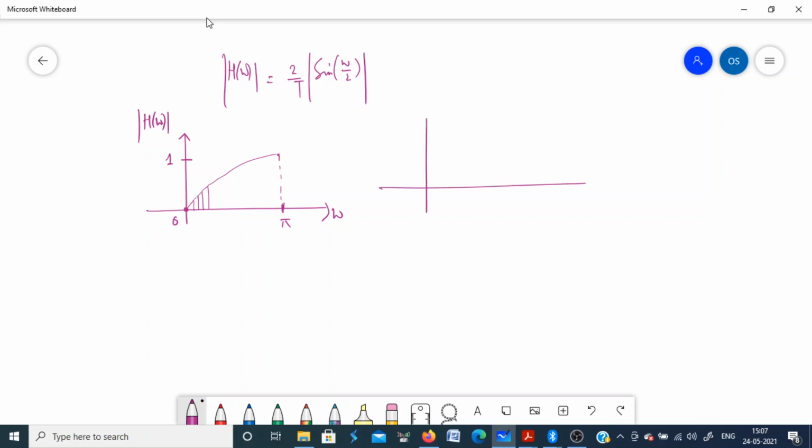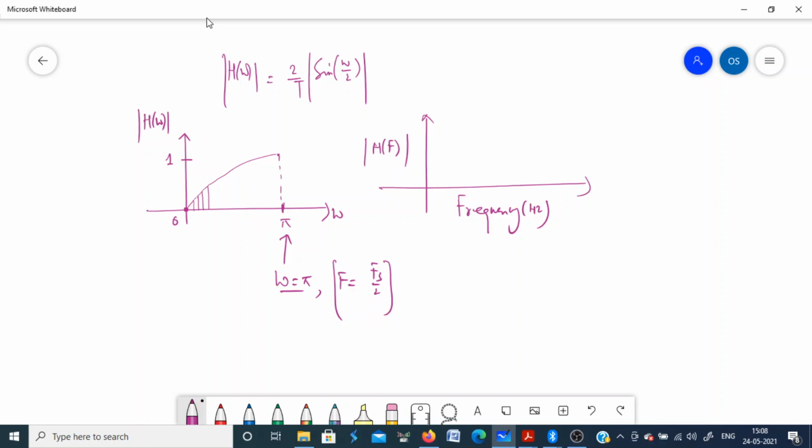So if you plot in terms of frequency in hertz, this magnitude of f, so omega equal to pi, this angular digital frequency corresponds to an analog frequency of f equal to fs/2.